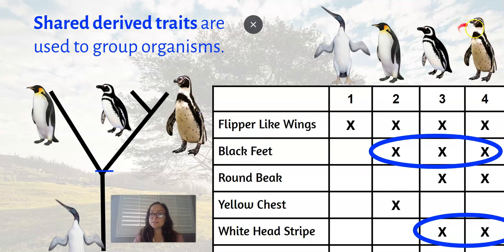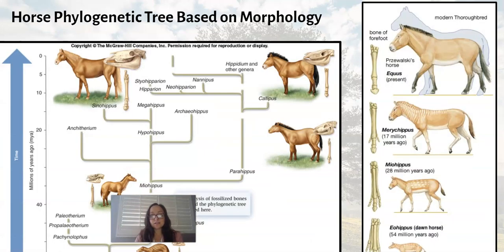And then if you look at species 3 and 4 with that white head stripe, that's unique to species 3 and 4. So using that information, you would group them more closely together as having a common ancestor with that white head stripe.